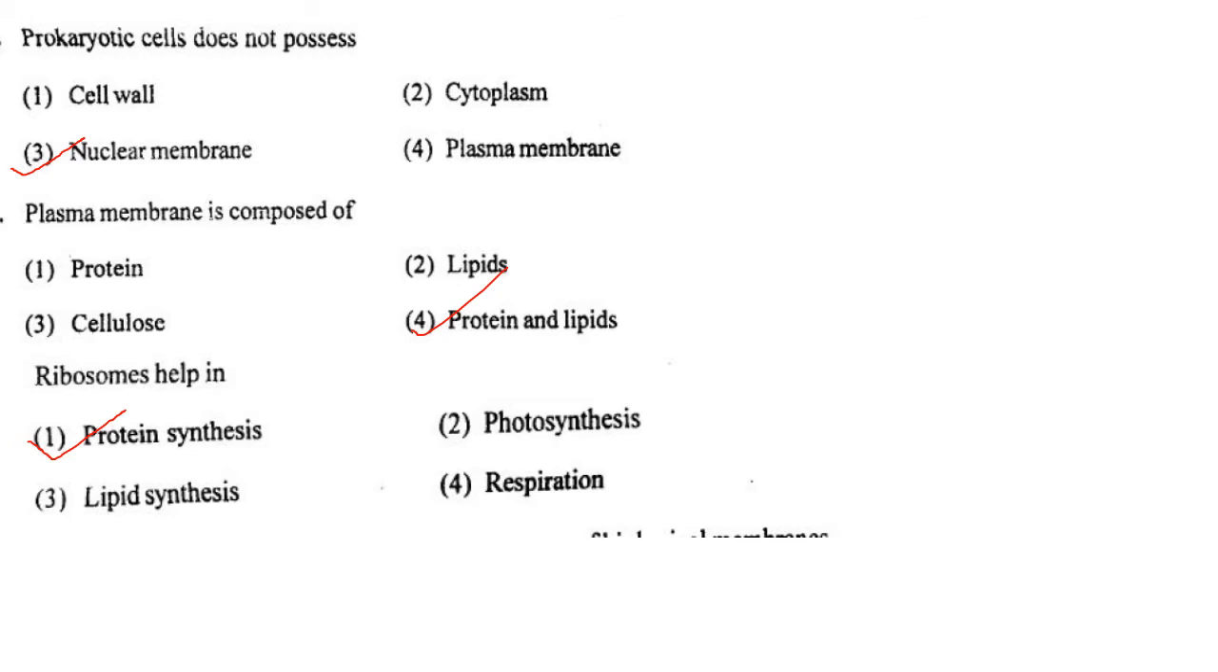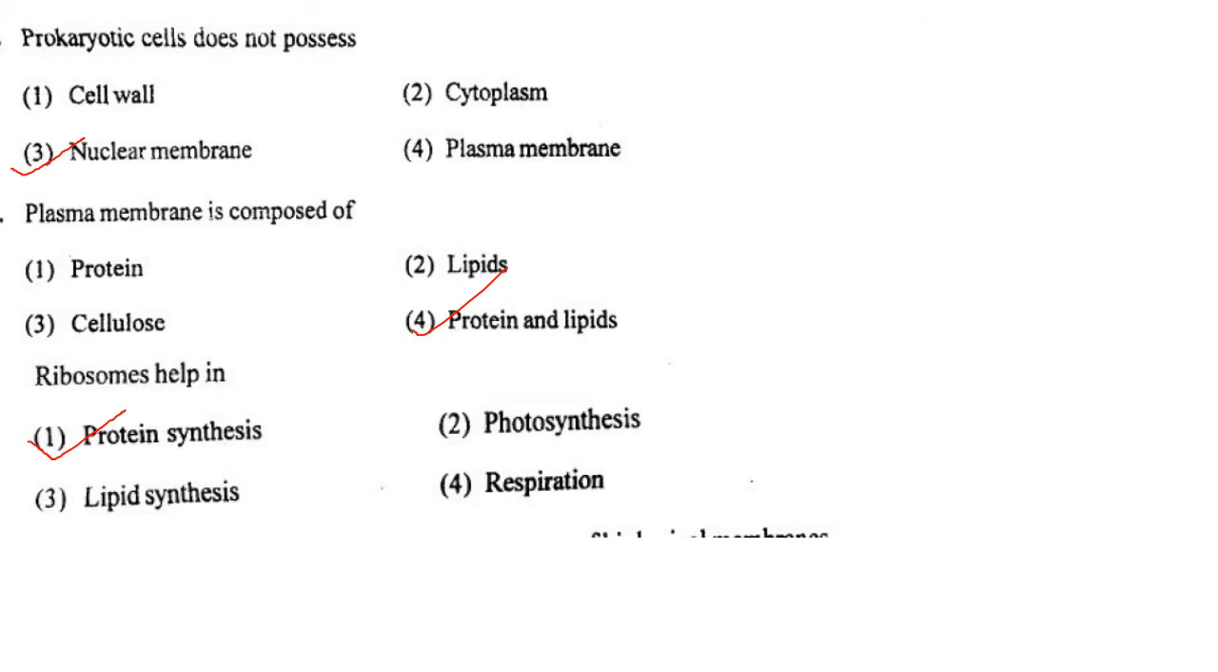Next one, prokaryotic cells does not possess option 1 cell wall, 2 cytoplasm, 3 nuclear membrane, 4 plasma membrane. Answer is option 3 nuclear membrane. Next one, plasma membrane is composed of option 1 protein, 2 lipids, 3 cellulose, 4 protein and lipids. Answer is option 4 protein and lipids.